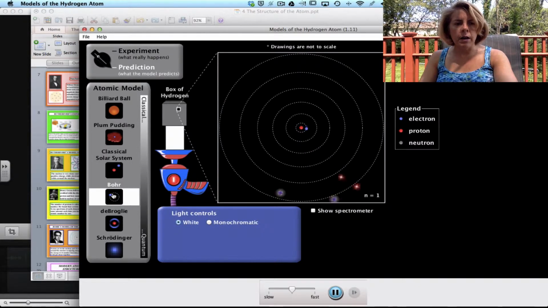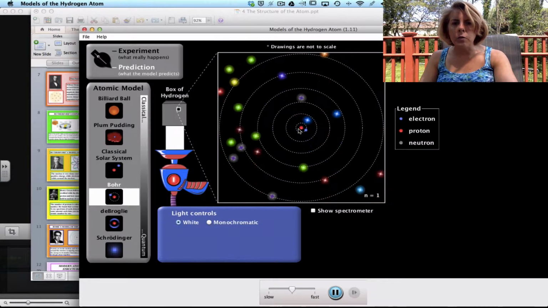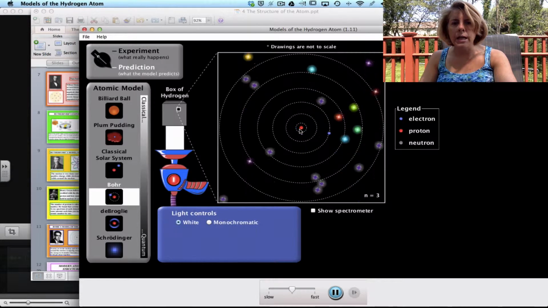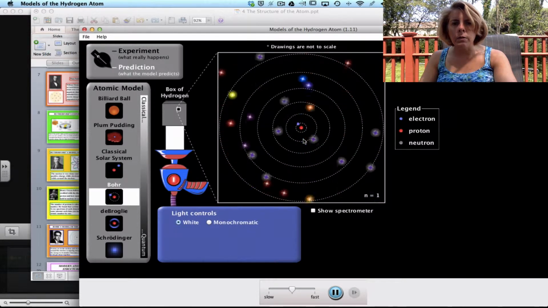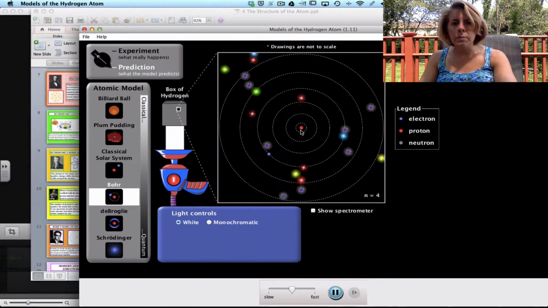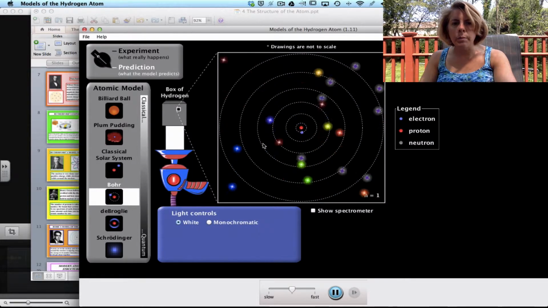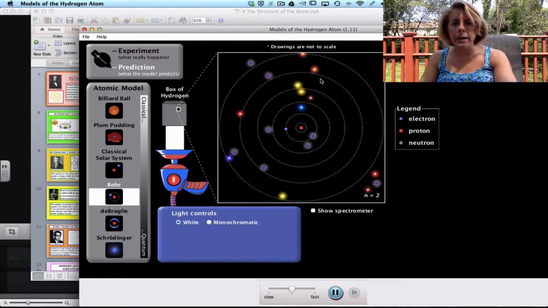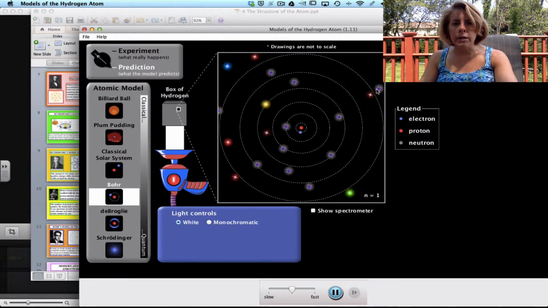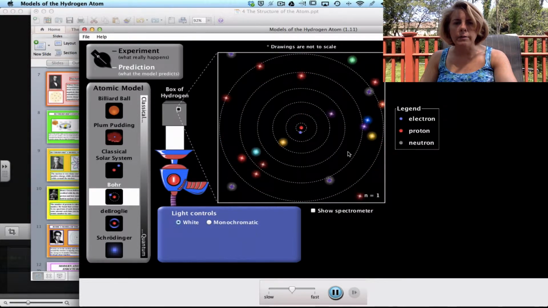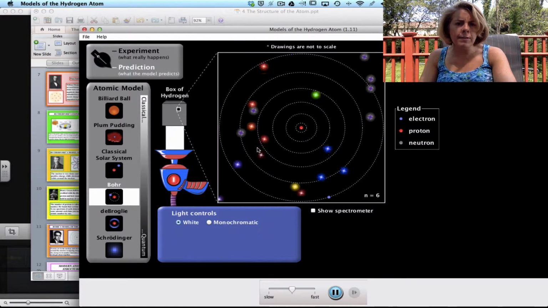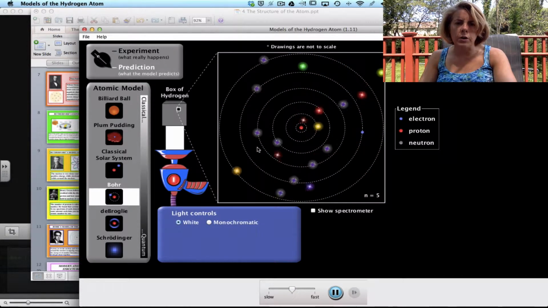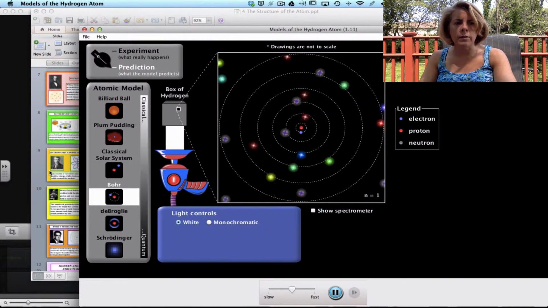And here's the last type of model that I'm going to show you for this video. So here we have an electron that's orbiting around the proton, and when it collides with a light particle, notice it may go from one orbit to another. So it gets promoted, and then when it comes back down, it actually gives off another particle of light. So the question is, is this a better representation of the atomic structure?